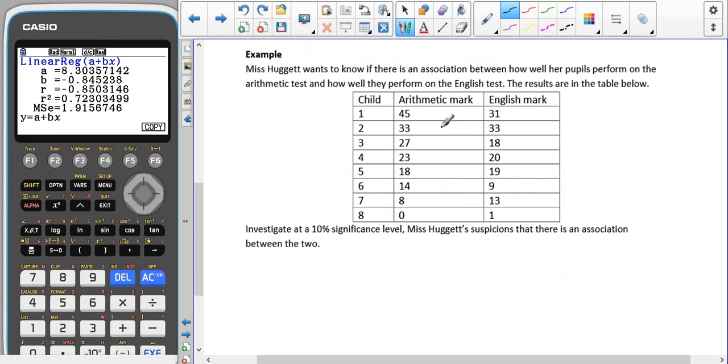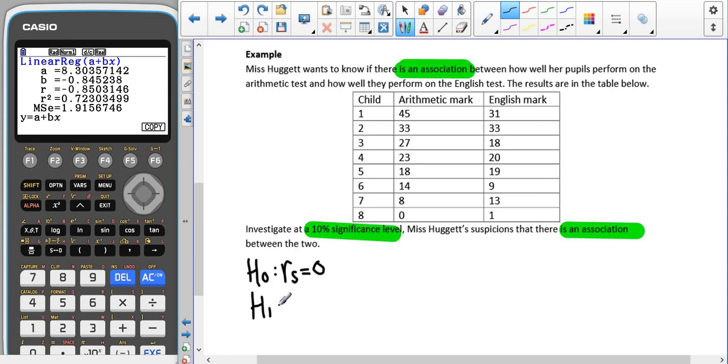So for the example, we have Miss Huggett wants to know if there is an association between how well her pupils perform on an arithmetic test and how well they perform on an English test. So straight away from this, we know that it's two-tailed. The results are in the table below, and we're trying to use a 10% significance level to test if there is an association between the two. So our H0 is going to be RS equals 0. Our H1 is going to be RS is not equal to 0.